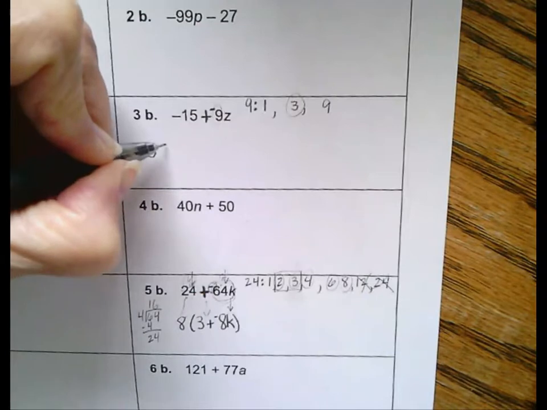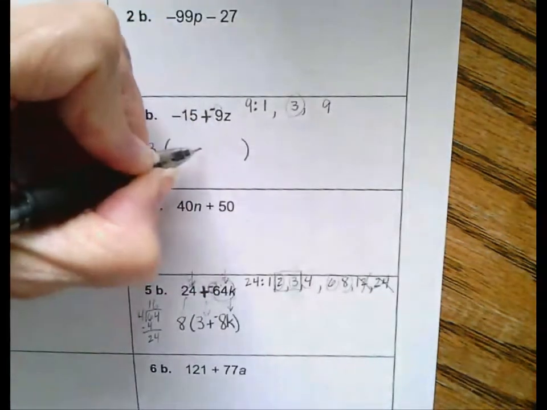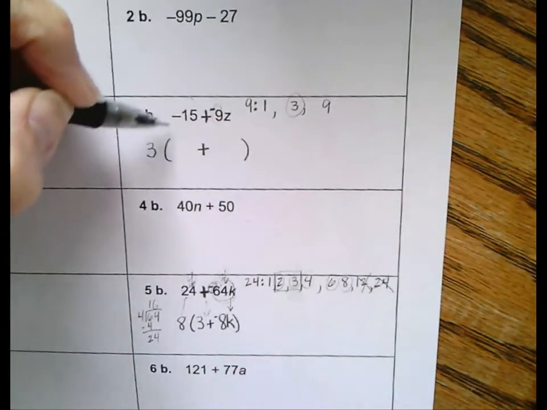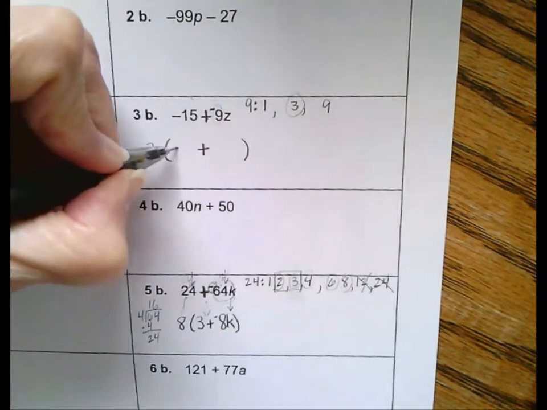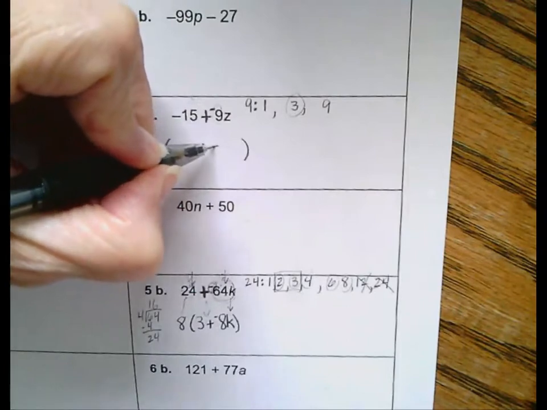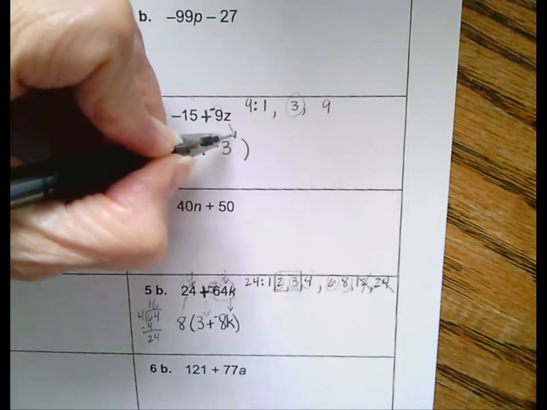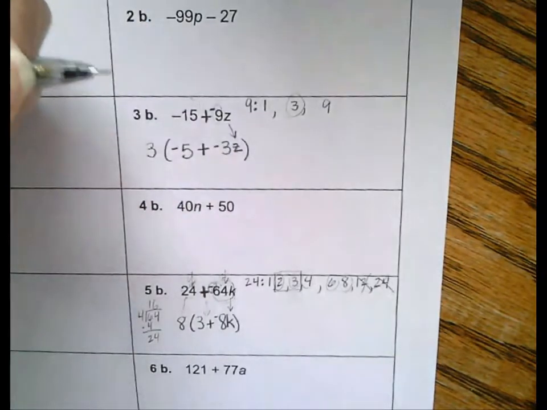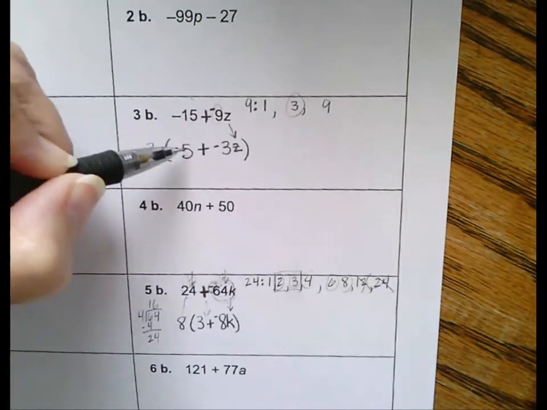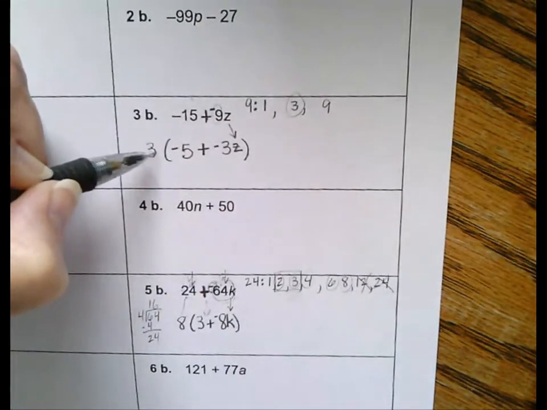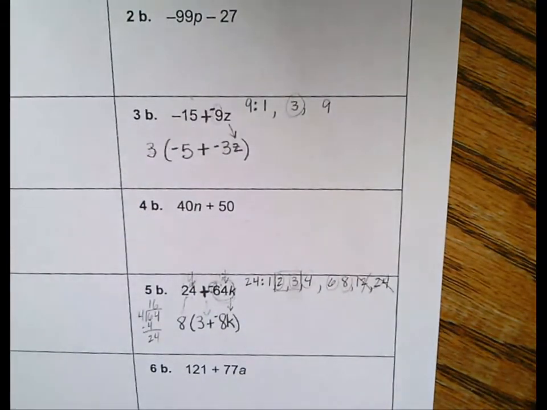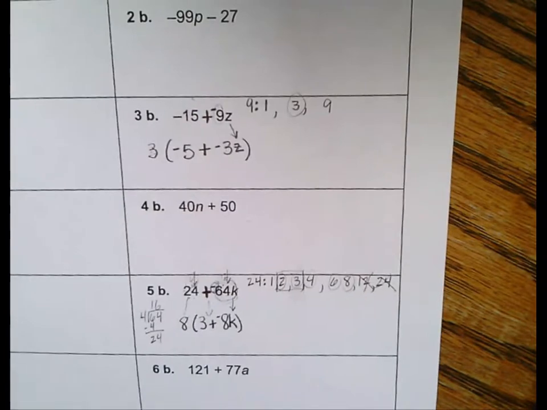So I'm going to put 3 outside of the parentheses. I'm going to put my plus sign inside the parentheses. And then I'm going to ask myself, 3 times what gives me negative 15? That would be negative 5. 3 times what gives me negative 9? That would be negative 3. Oops, and I forgot to bring my z down earlier. So to check myself, 3 times negative 5 is negative 15. 3 times negative 3z is negative 9z. So you can do the rest on your own.